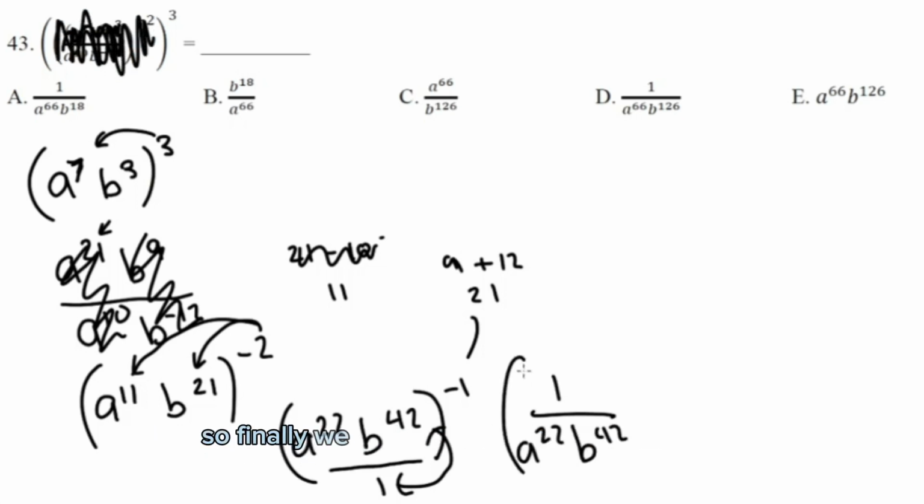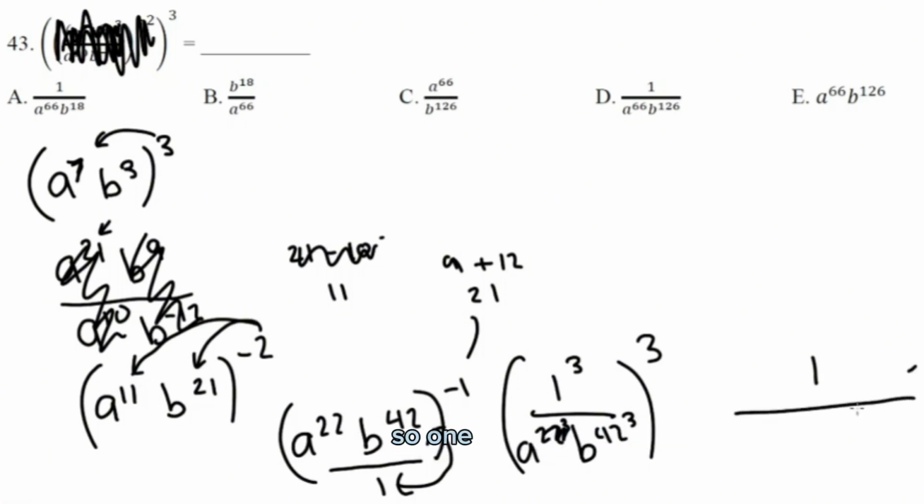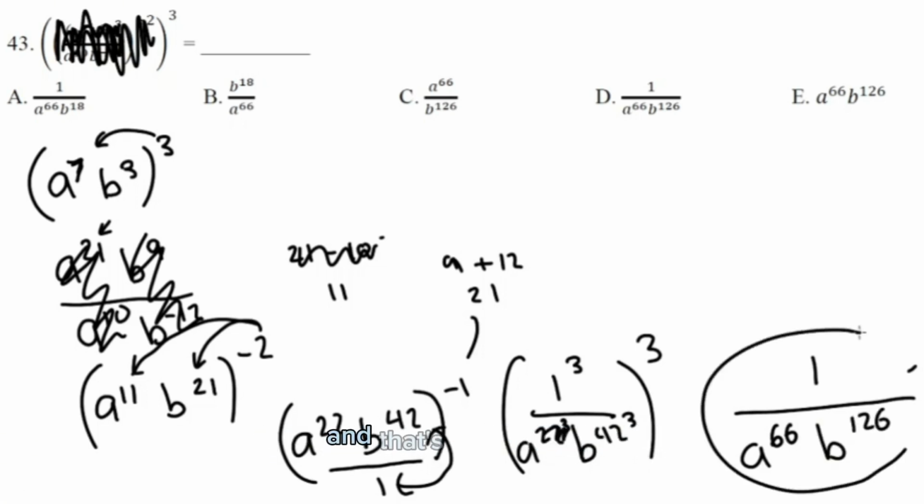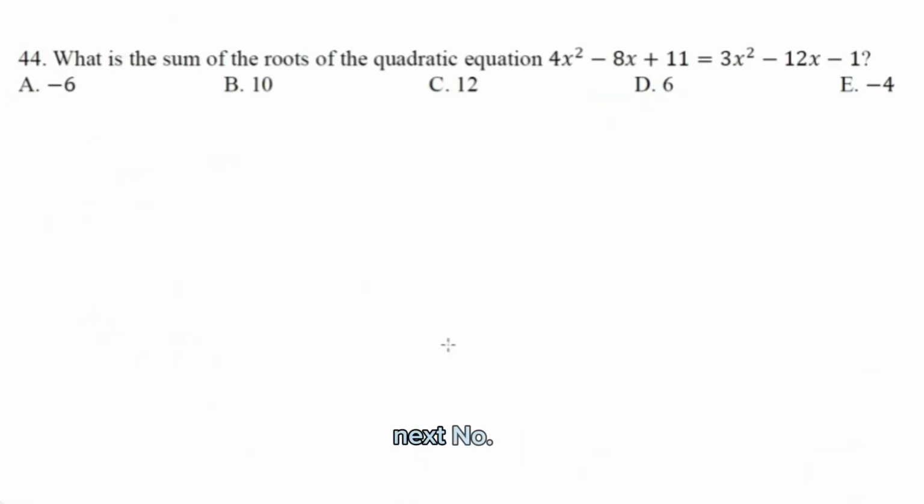So finally, we just have to the power of 3. And that was actually pretty simple. So we just do the power of 3 right here, and we do power 3, power 3. So when you do that, 22 times 3, that's just 66. So now we have 1, because 1 cubed is just 1. So 1 over a^66, and then b to the power of 42 times 3, which is 126. And that's your answer.